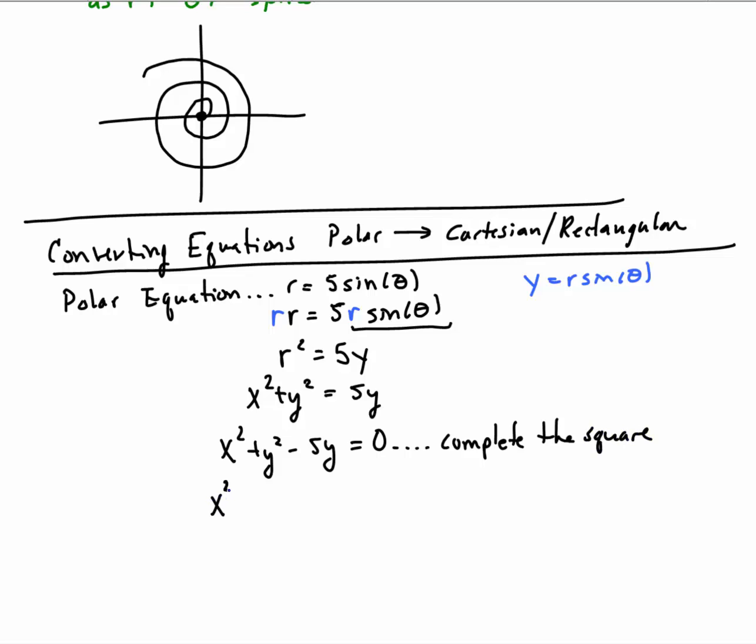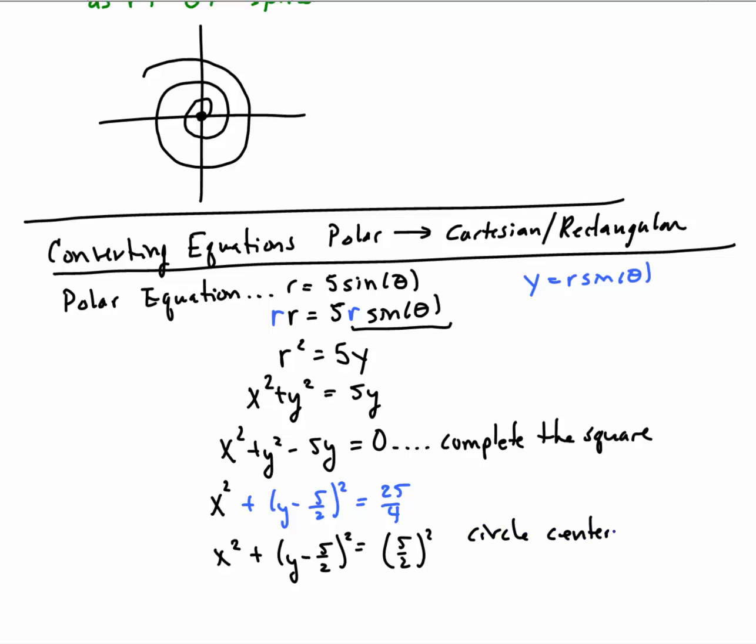So x squared is good. We don't need to do anything with that. Now over here, this would be y minus 5 halves quantity squared, and I would have had to add 25/4 on both sides. So this would look like x squared plus y minus 5 halves quantity squared equals 5 halves quantity squared. So this is a circle.